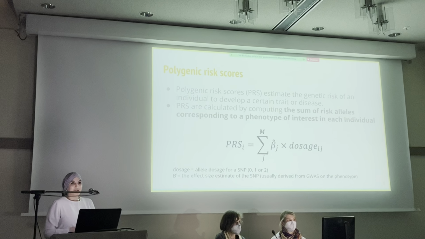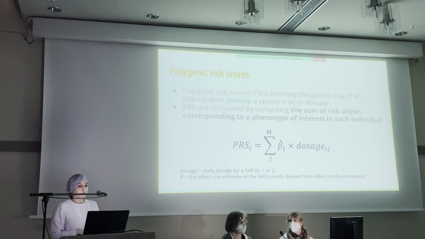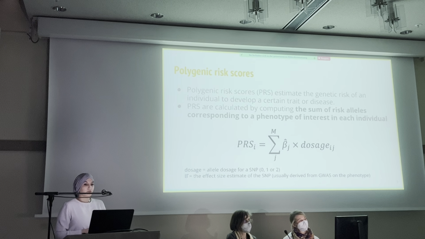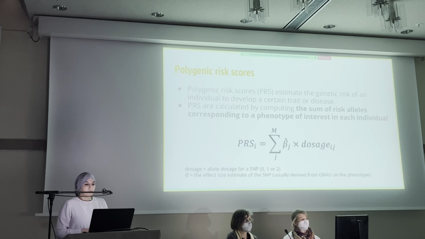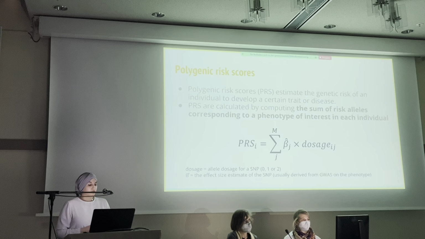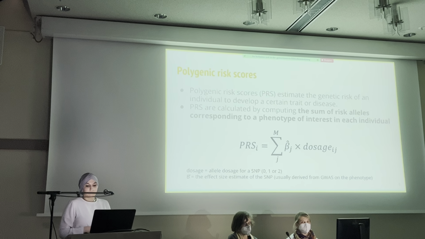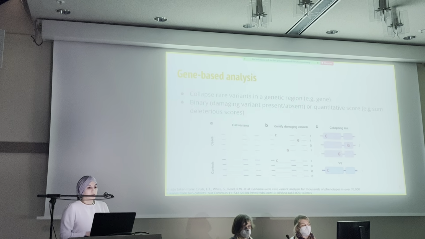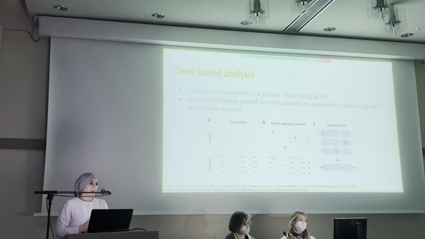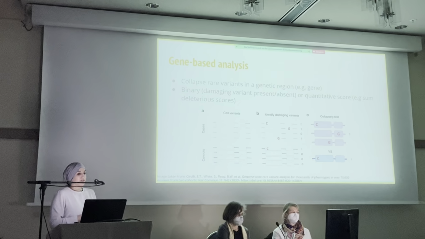Fortunately, Frederica already told you a bit about polygenic risk scores. Basically, they estimate the genetic risk of an individual to develop a certain trait or disease, and they are calculated by computing the sum of the risk alleles that correspond to the certain phenotype. The effect size is usually derived from the GWAS, as Frederica mentioned. On the other hand, the rare variants are usually analyzed using gene-based analysis, and again, Axel mentioned a bit about this, where you collapse the rare variants in a genetic region.